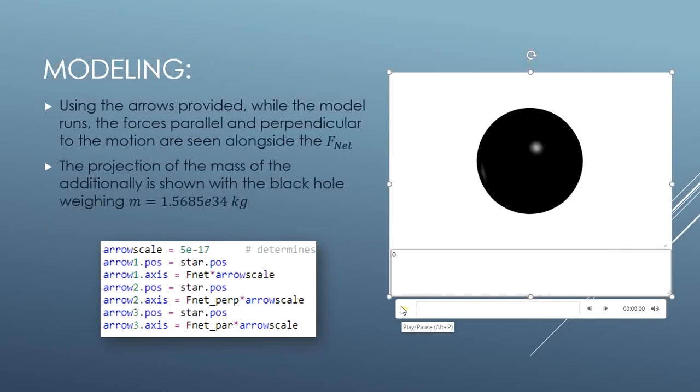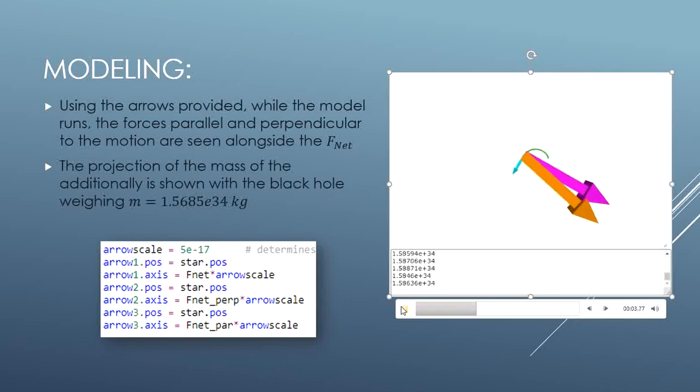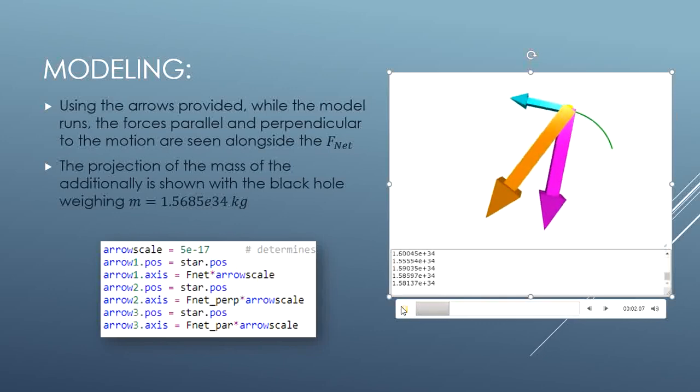Here we have the model that our code generated, now including arrows which are shown below that now model the associated component forces acting on our system as the orbit occurs, using an arrow scale of 5e-17. As you can see from the model, our star's perpendicular force is always perpendicular to the forward motion at any given point in the orbit, and combined to give our F net represented by the orange arrow. Additionally, notice how our arrows are shifting significantly as the distance between our system and the black hole either decreases and increases as a result of the law of gravitation.